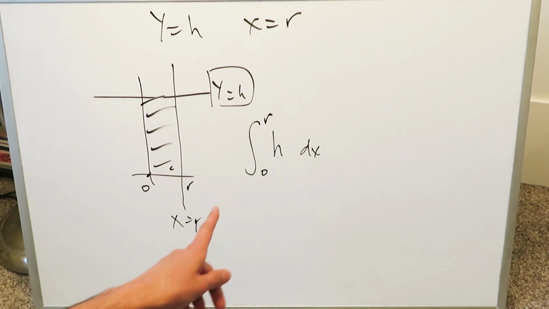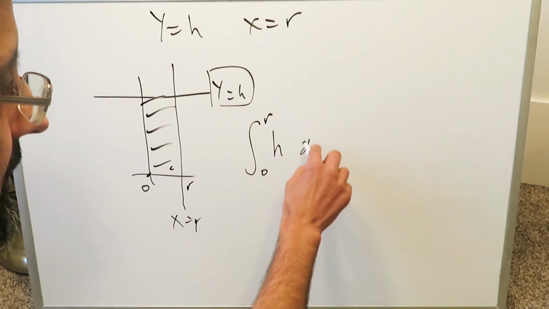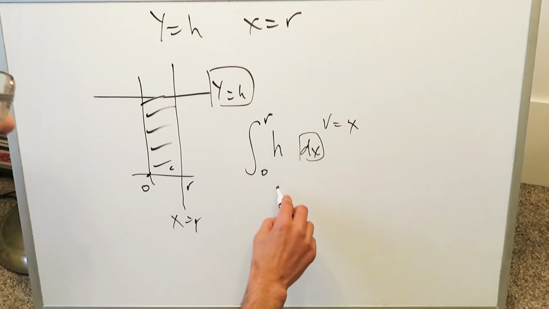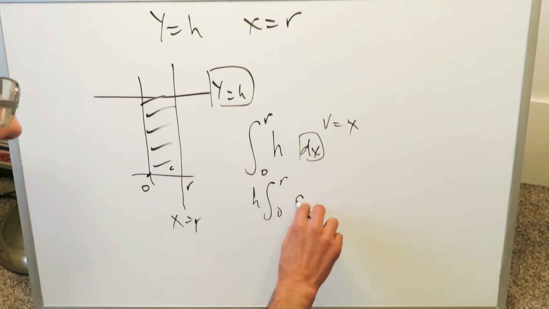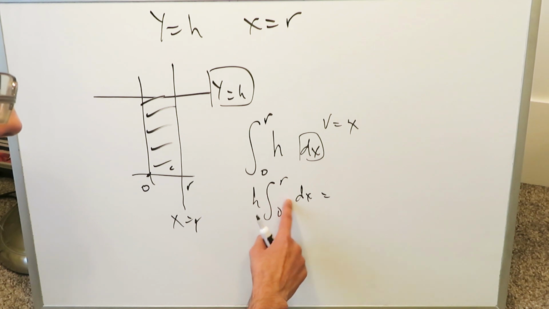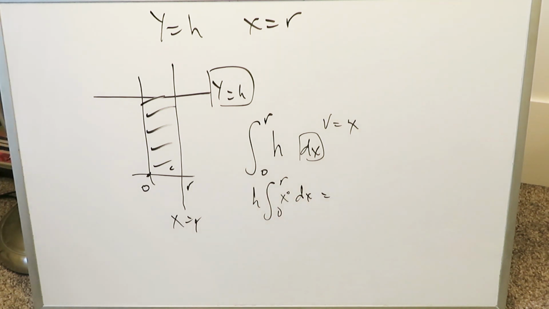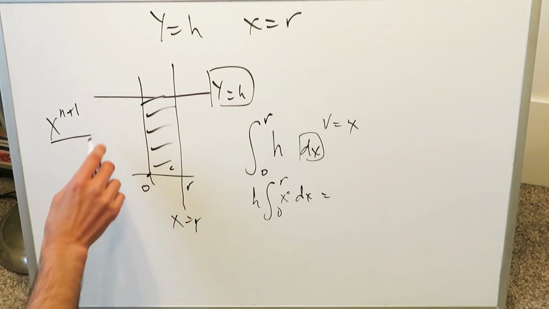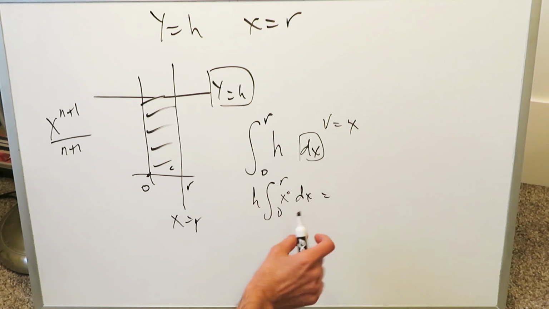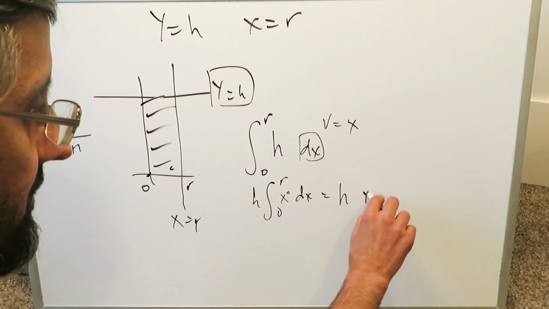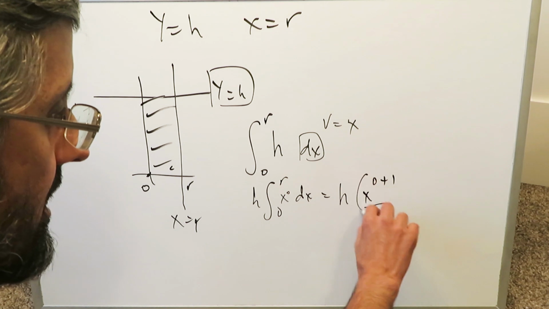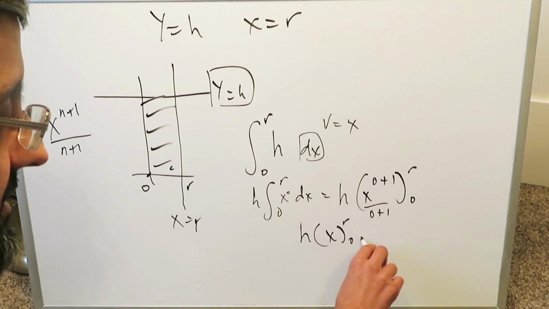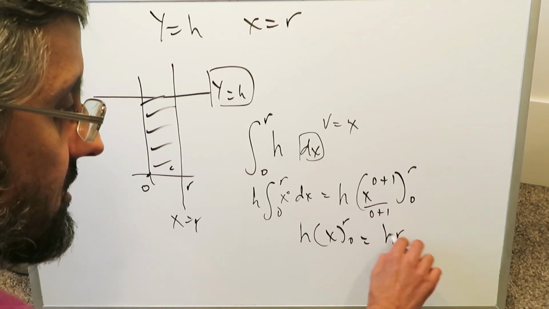Look what happens. I can bring this h out because it's really a constant. This tells you what your variable is, and your variable here is the x. Your integral becomes 0 to r dx. The antiderivative of this is really an imaginary x to the power of 0 because it's equal to 1. The polynomial template for integrals is x to the n plus 1 divided by n plus 1. Here n is equal to 0. We'll have h, x to the 0 plus 1 divided by 0 plus 1, upper limit r and lower limit 0. What do we get? h, x, r and 0, and what we get is hr.